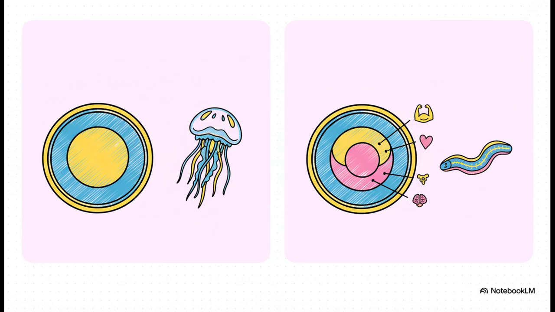But almost every other animal, from a flatworm all the way up to us, is triploblastic. We have a third, middle layer called the mesoderm. And let me tell you, this extra layer is an absolute game changer. The mesoderm is what allows for the development of complex things like muscles, bones, and circulatory systems.